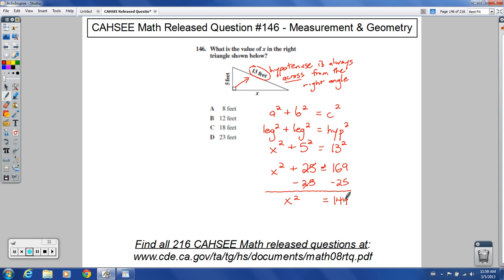And then at that point, you need plain old x, not x squared. So you would be taking the square root of both sides. The square root will undo the square. You'd be left with x equals, and we're taking the positive square root here since it is a distance. We can say that x equals 12 feet. Final answer for number 146, choice B.